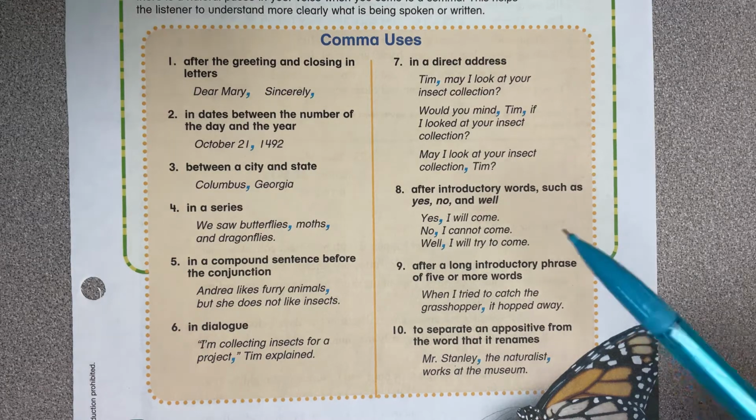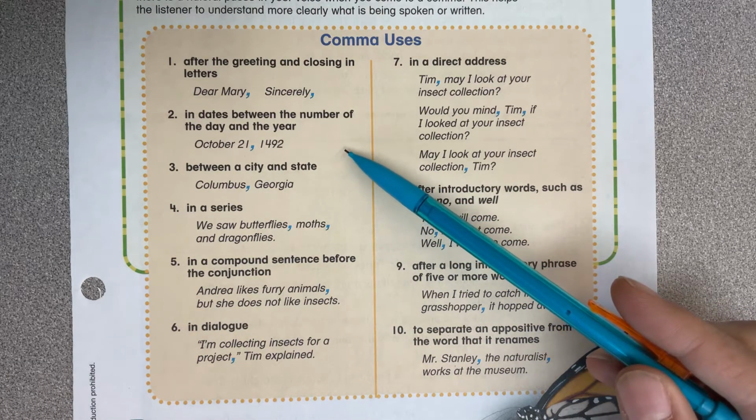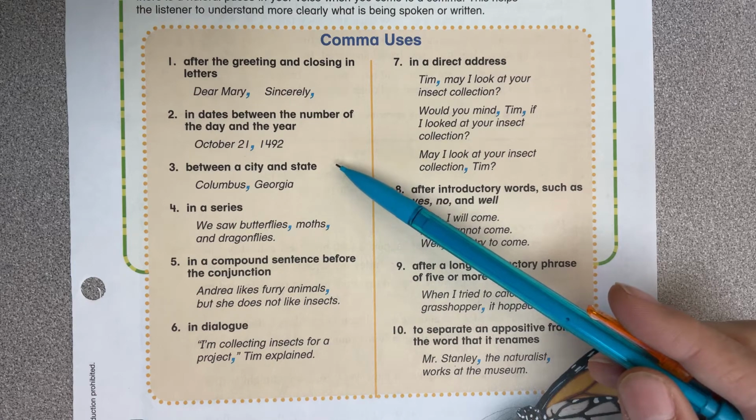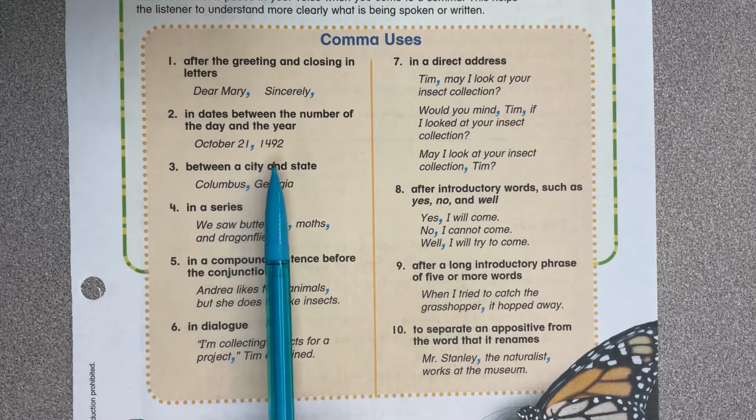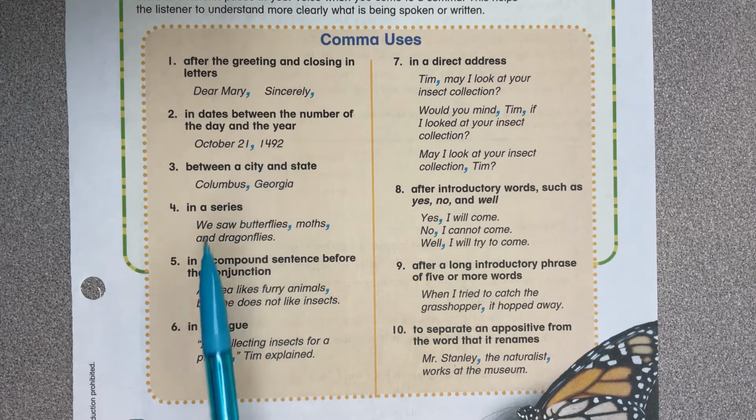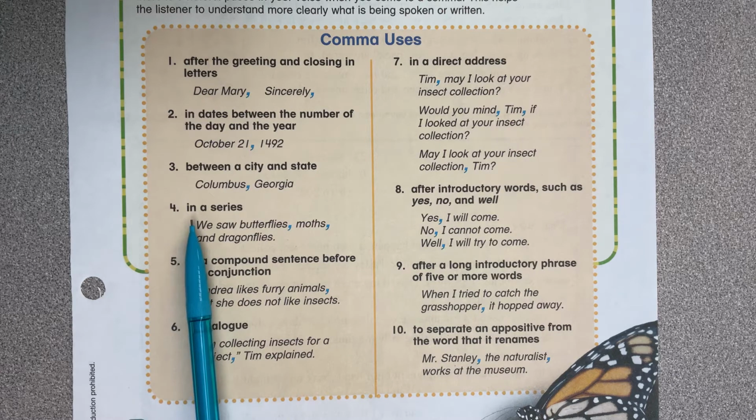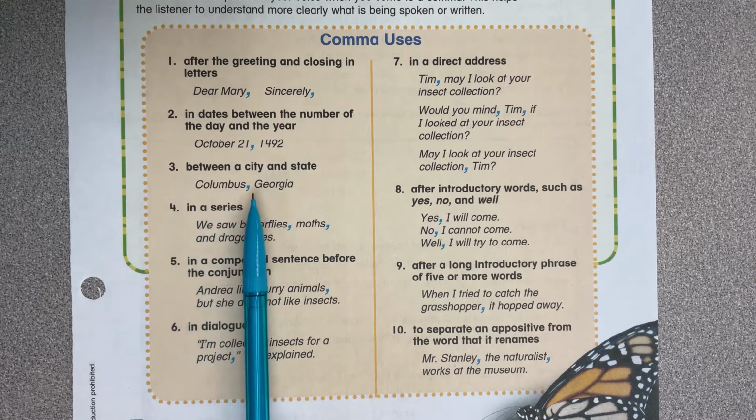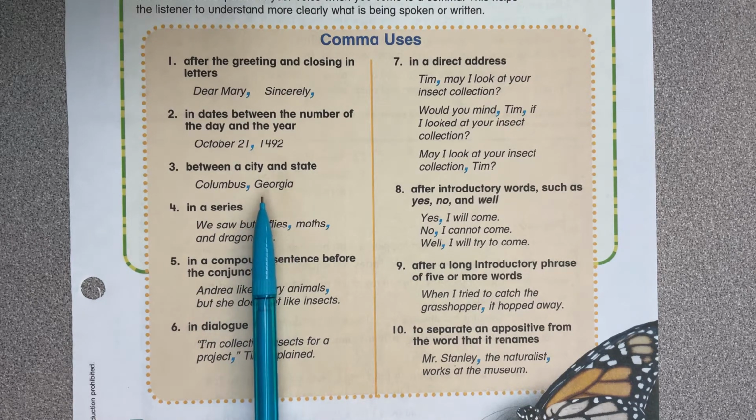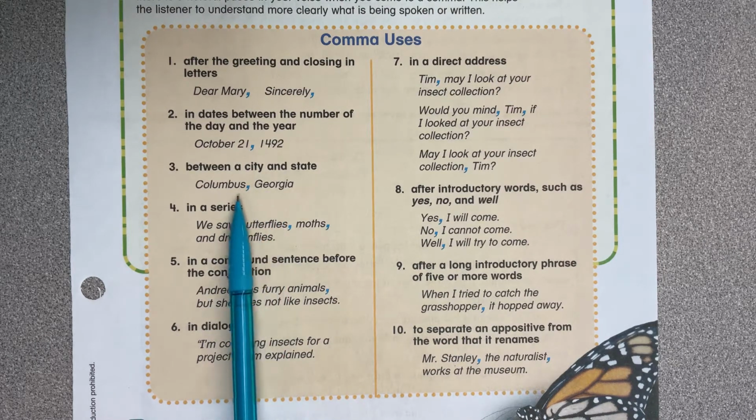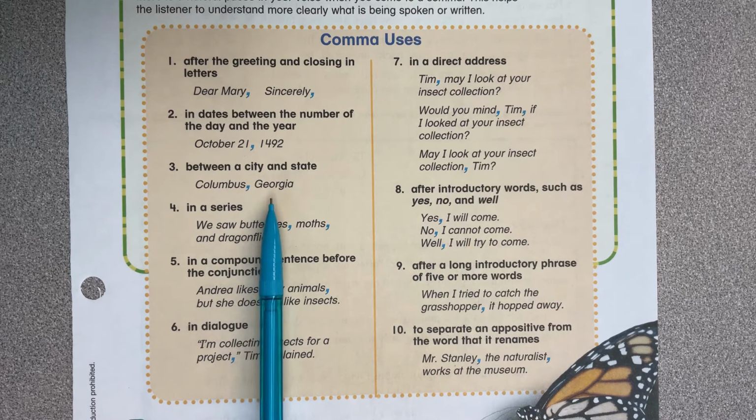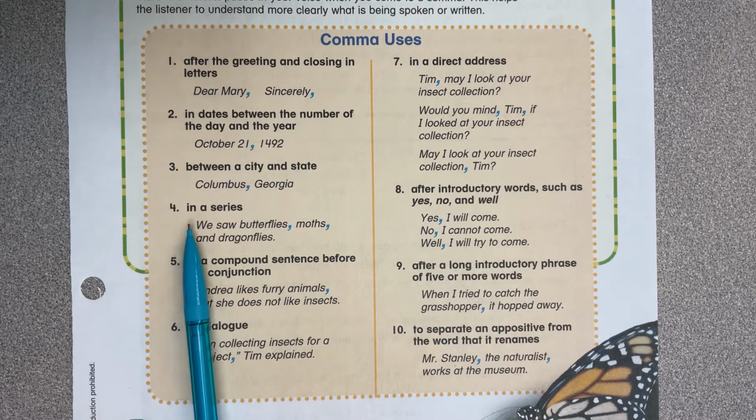The second one is when we use them in dates between the number of the day and the year. So this says October 21st, comma, 1942. Then down here, we will also use it between a city and a state. So Columbus, comma, Georgia, and many times the state will actually be abbreviated. This time they actually wrote it out, but there will be a comma between there even if the state is abbreviated. We also use it in a series.